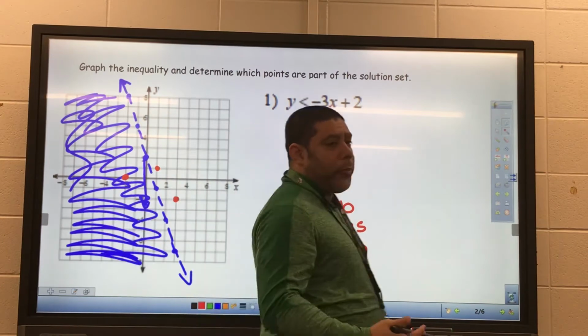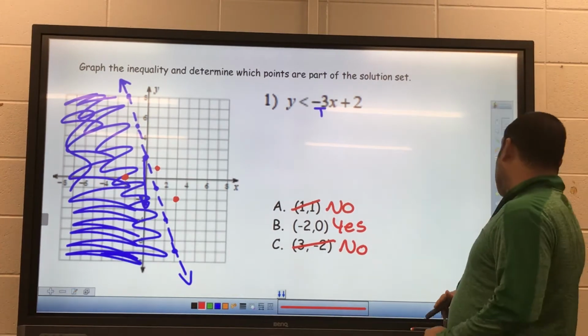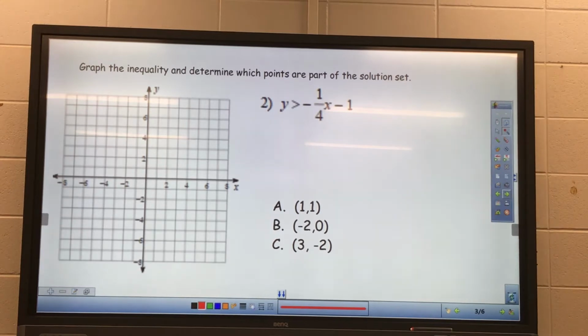Okay, so you can determine that, if you do your graph accurate enough, just based on whether it's in the shaded region or not. Okay. Here's the second one, so please pause the video and give the students 3 minutes to complete this problem.